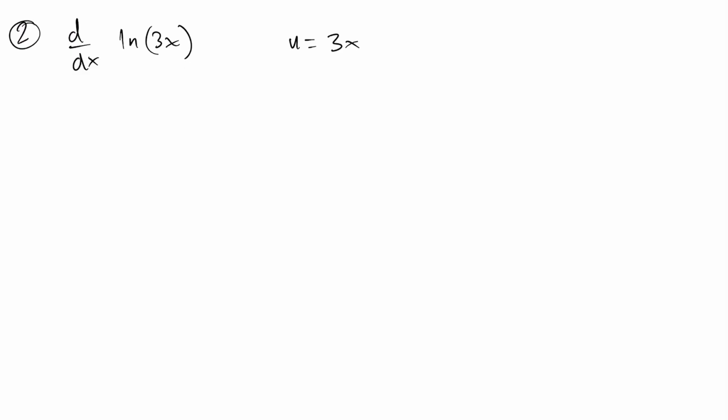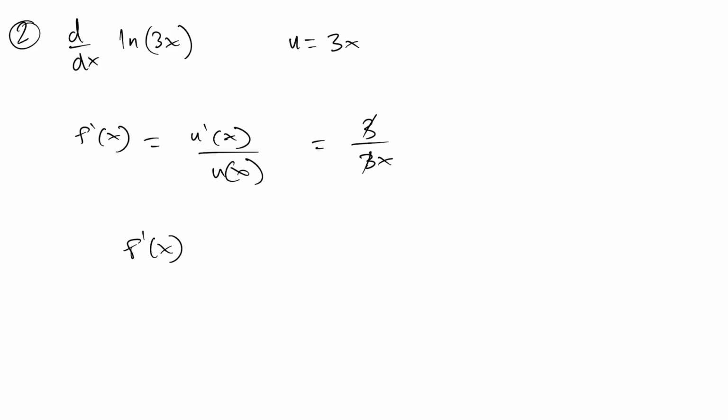And now the chain rule is going to give us f prime of x is equal to u prime of x over u of x. Now, we said that u of x is equal to 3x, and u prime of x will be equal to 3. And then when the 3's cancel, our derivative for ln 3x is equal to 1 over x.